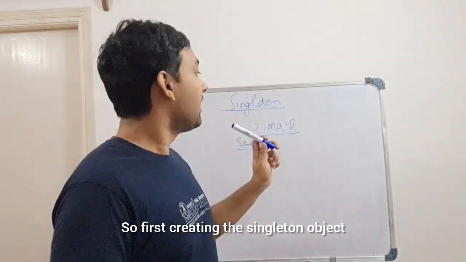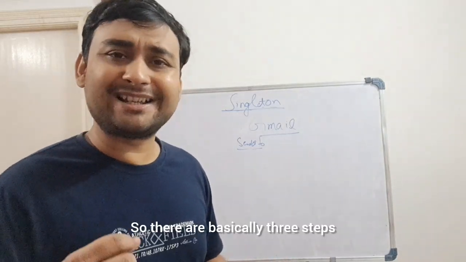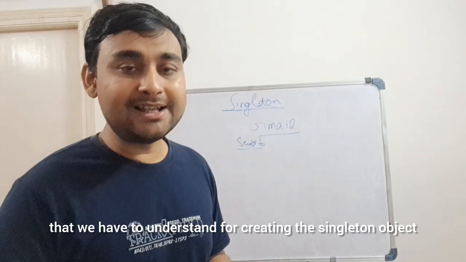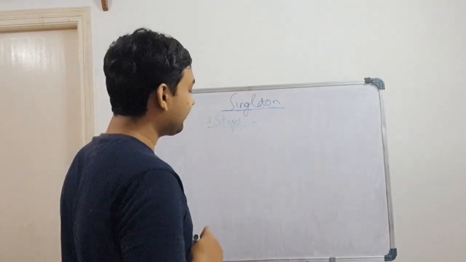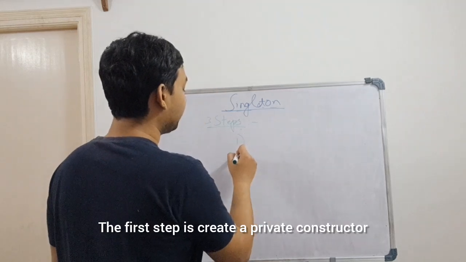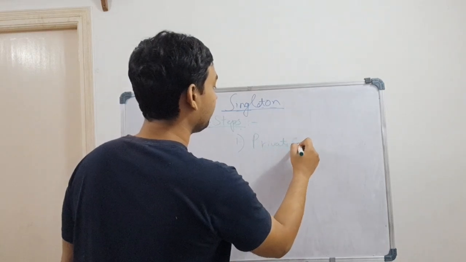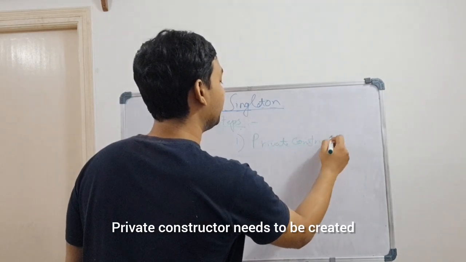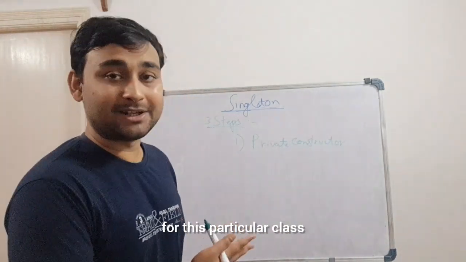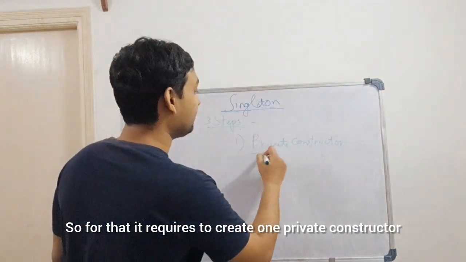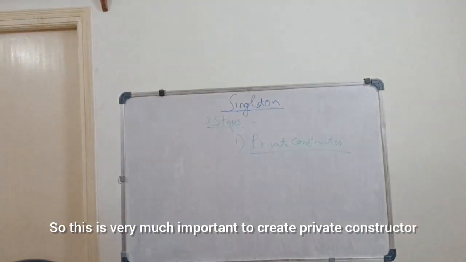So for creating the singleton object, what are the steps? There are basically three steps that we have to understand. The first step is to create a private constructor. Why a private constructor? So that no other class can create an object of this particular class. So for that it is required to create one private constructor, and this is very important.